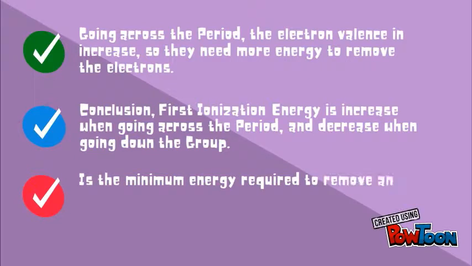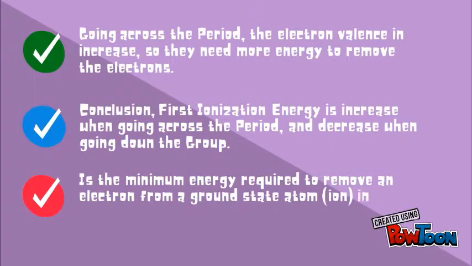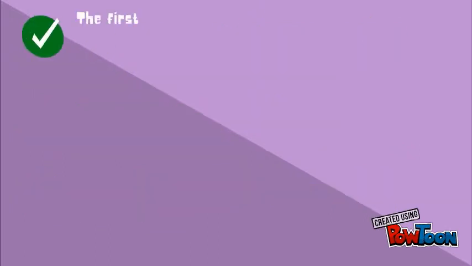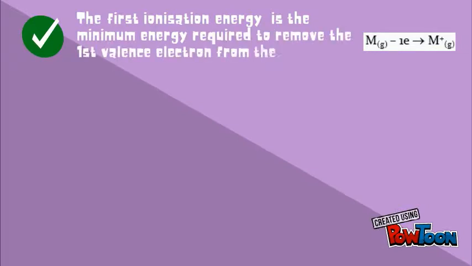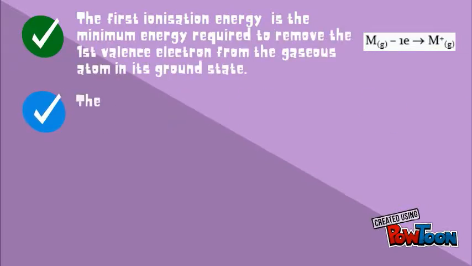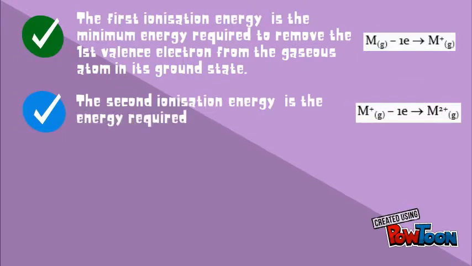It is the minimum energy required to remove an electron from a ground state atom or ion in the gaseous state. The first ionization energy is the minimum energy required to remove the first valence electron from the gaseous atom in its ground state. The second ionization energy is the energy required to remove the second electron.